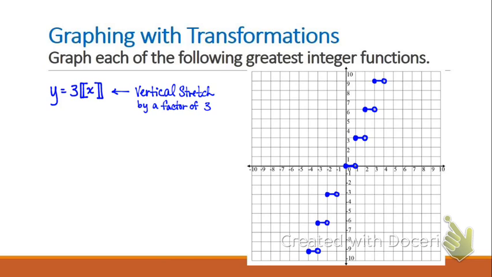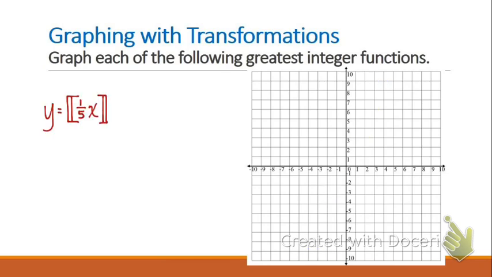Let's try another transformation here. Okay, so now I have a greatest integer function of y equals the greatest integer of 1/5 x. Inside the greatest integer function means that that is not an a value, that is a b value, which means it's going to be doing the opposite of what an a value would do, and it's going to do it horizontally. So this is going to be a horizontal stretch by a factor of 5.